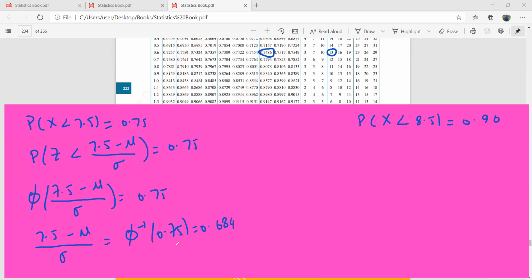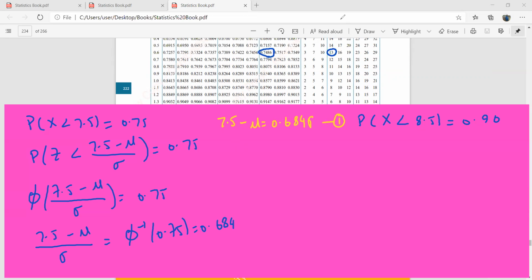So we have an equation here. Let me write this in a different color. 7.5 minus mu is 0.684 sigma, that is equation number 1.